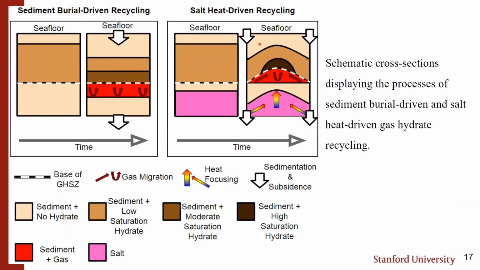Another way that we think this can occur is by salt heat-driven recycling. So we'll start with something similar here, except we have a flat salt sheet. Now, if this salt were to be a diapir with a different bathymetry, what we would see is that here we have a dome at the base of the gas hydrate stability zone, which can combine with the burial of sediment and create focused fluid flow, which actually results in an even higher saturation because the fluid is really focusing at that base.